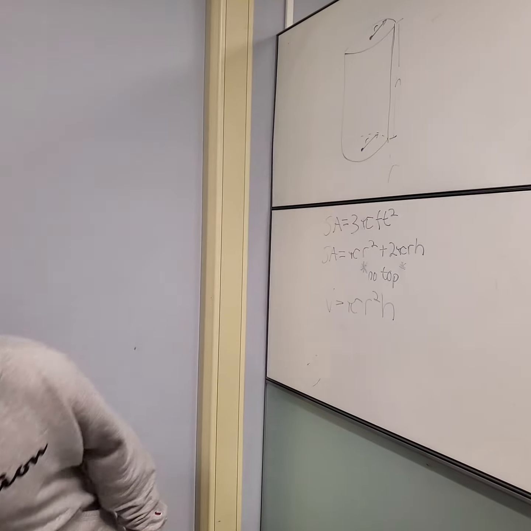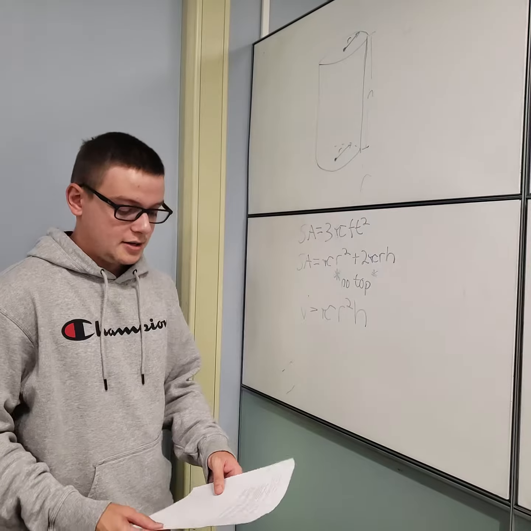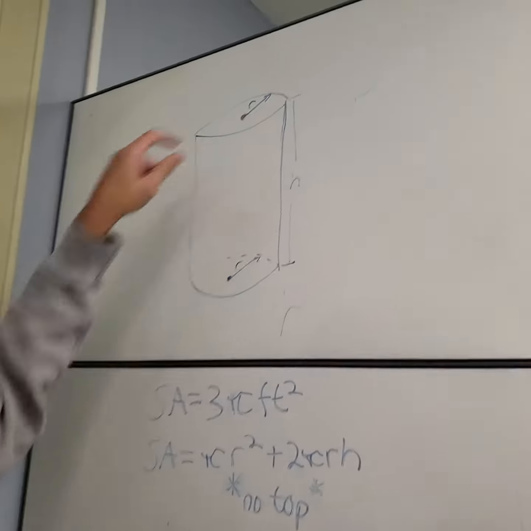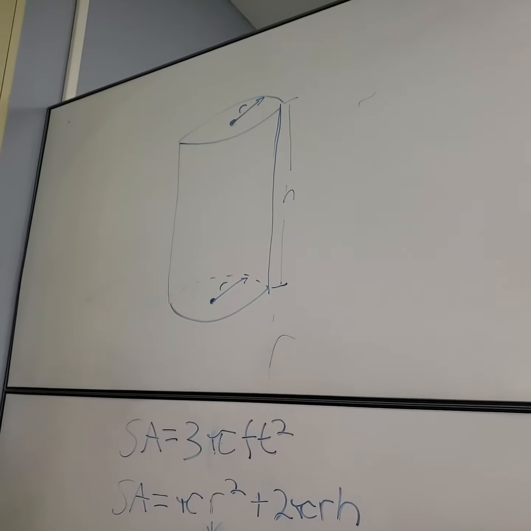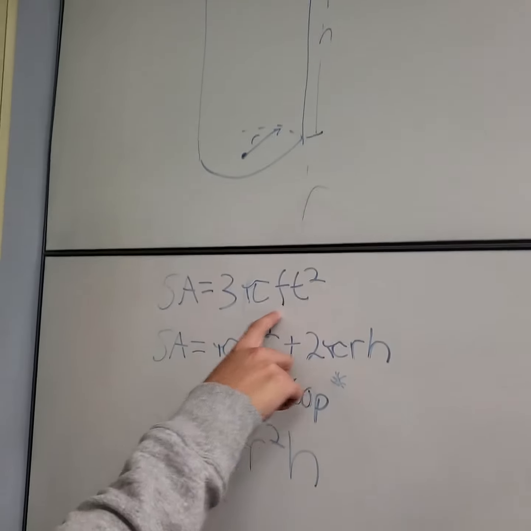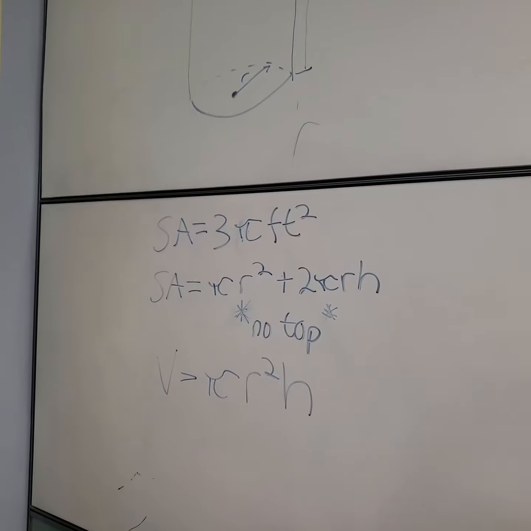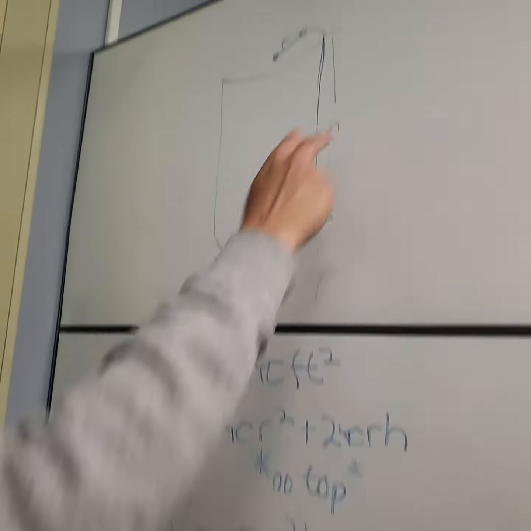For our last problem, we were asked: a container in the shape of a right cylinder with no top, which means there is no top up here, has a surface area of 3 pi feet squared. What height h and base radius r will maximize the volume of the cylinder? There's a radius and there's our height.